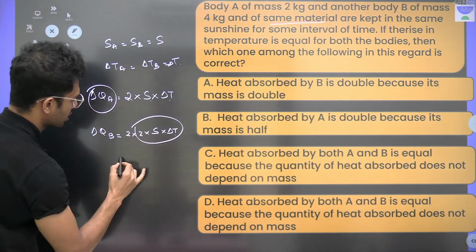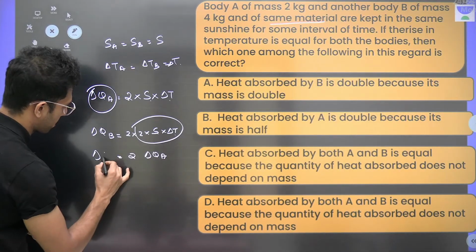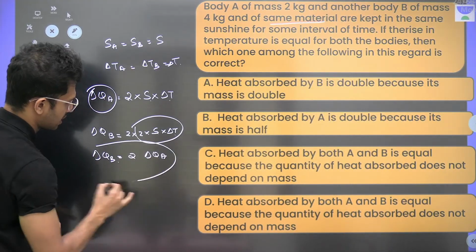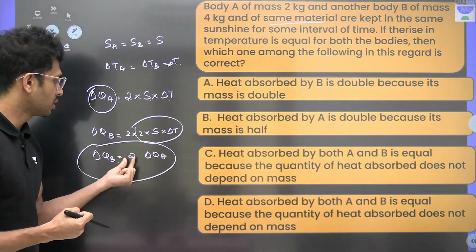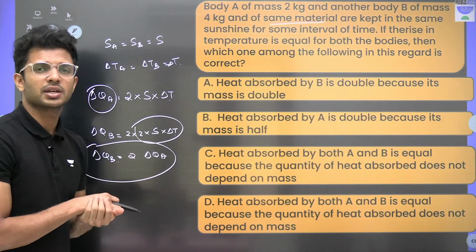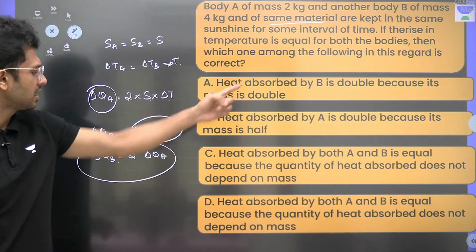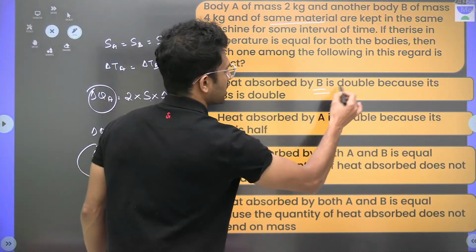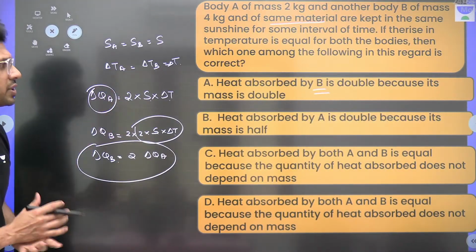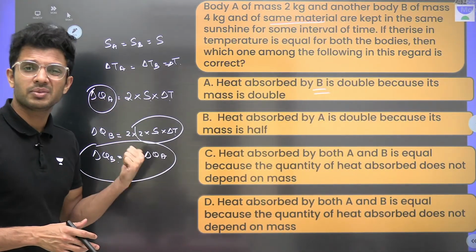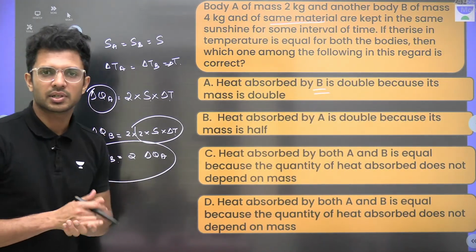What can you substitute? Delta QA. Very clear. Delta QB, the heat energy absorbed in the body B, is equal to 2 times the heat energy absorbed in the body A. So heat absorbed by body B is double Q. Why? The only reason is because of its mass. Because the mass of the body B is double. इसीलिए the heat energy in the body B is double.